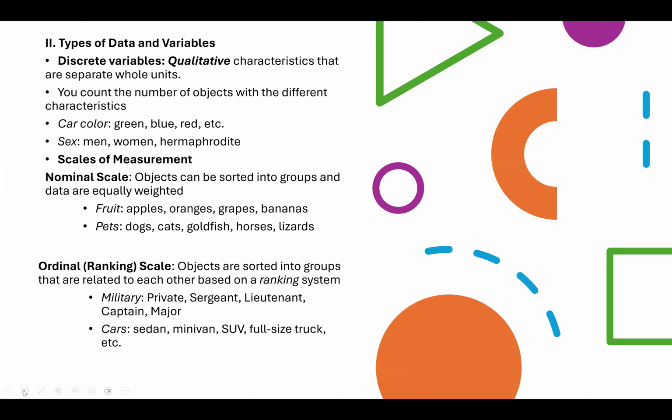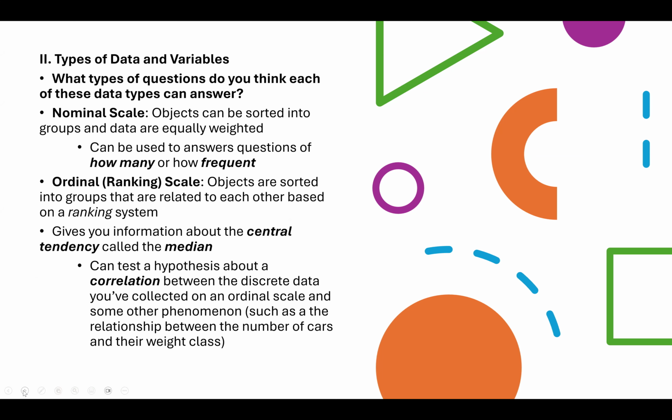An ordinal scale is more of a ranking scale, okay? So you always rank the ordinal scale. So ranking is ordinal. That's kind of how I remember it. And so that's something like the military, right? Private, sergeant, lieutenant. Cars, you'd rank in a scale of size or something along those lines. Different types. So what types of questions do you think each of these data can answer?